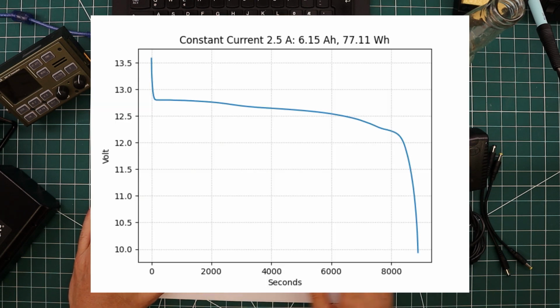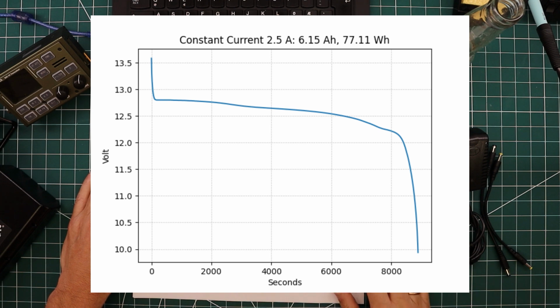But as we can see, the first run, I ran with 2.5 amps. That resulted in 6.15 amp hours or 77.11 watt hours, which is well above what's stated on the unit. And it ran continuously for 2 hours and 30 minutes. So I think that's pretty all right.